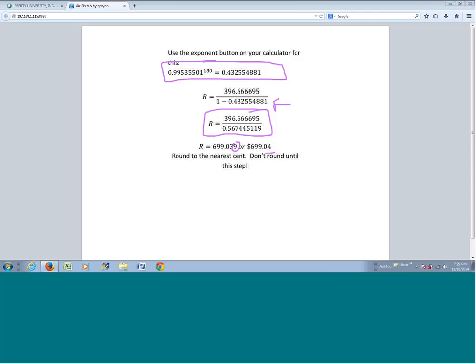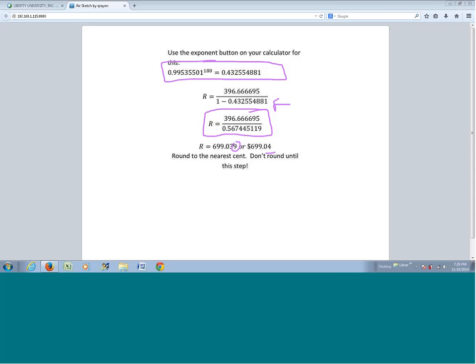So the monthly payments for this mortgage of $85,000 at 5.6% interest for 15 years, the monthly payment for the mortgage is going to be $699.04. Okay? So that takes us through the formula step by step.